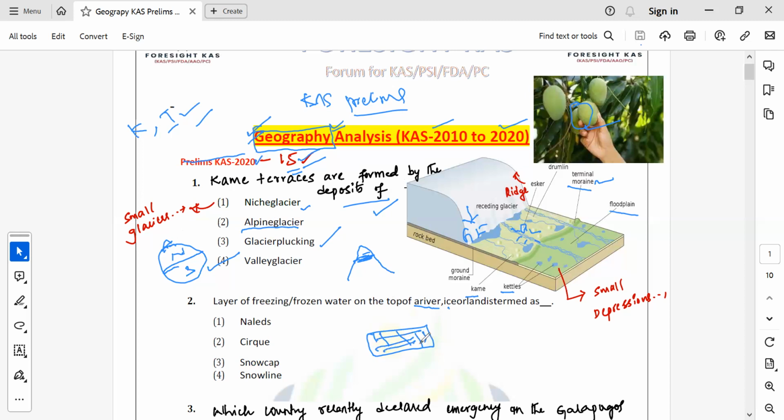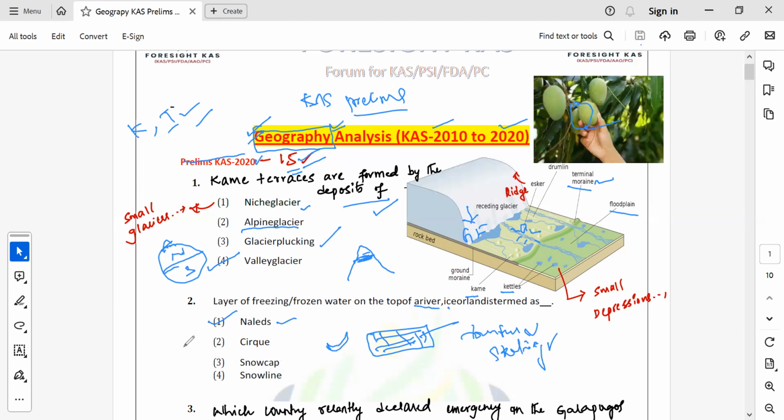So a thin layer of ice, even people go for tourism and do skating and all. You might have done that skating here. So that layer, what we call as nilas. Remember, nilas is nothing but a layer of ice formed on the river. What is cirque? Again, cirque is a term related with the glaciers. So this kind of deposit forms a shape of crescent. So cirque. Snow cap is nothing but a kind of snow deposition.